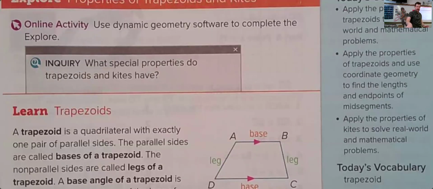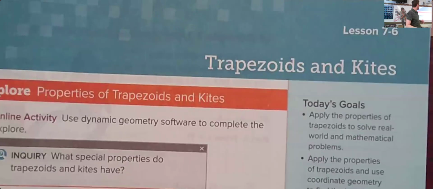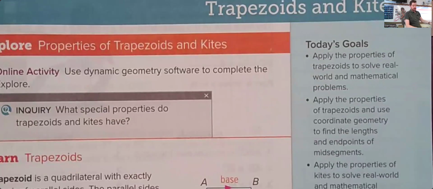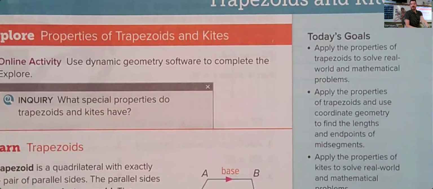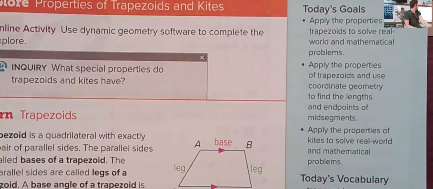So I need everybody to go to page 445. Lesson 7.6, the last lesson of this entire unit. What we're going to be looking at today, there's quite a few goals and there's a lot of vocab too. So there's another reason why we're taking 2 days on this. There's a lot to learn in this unit or this section.